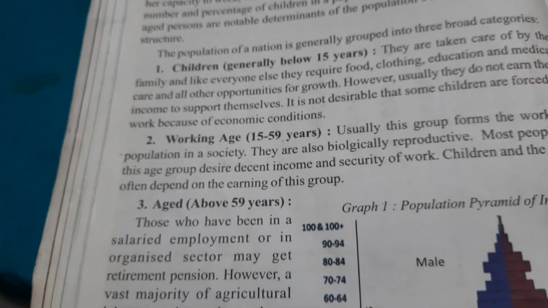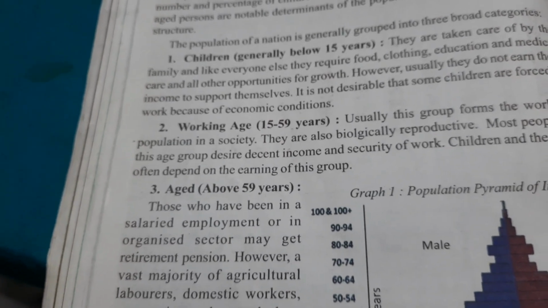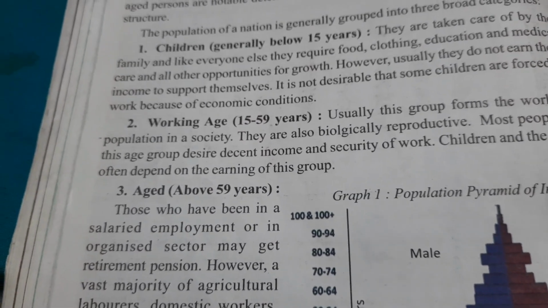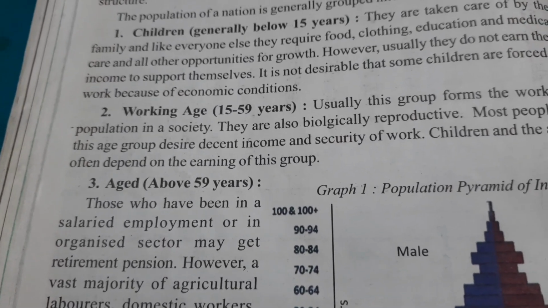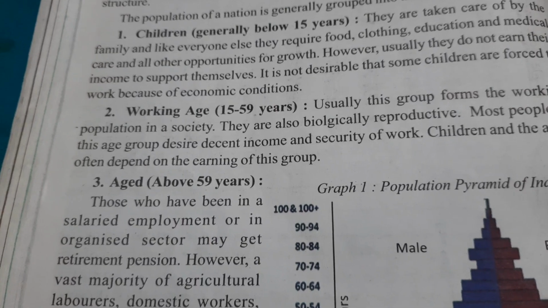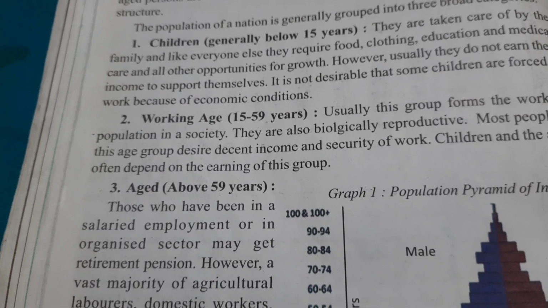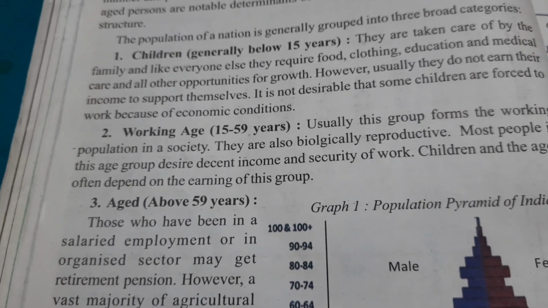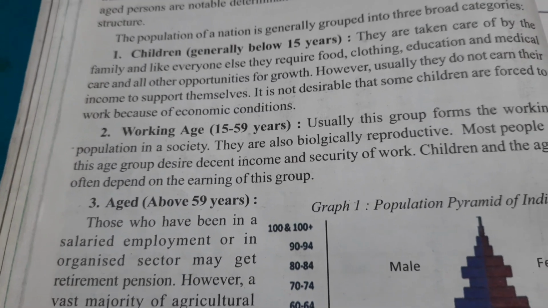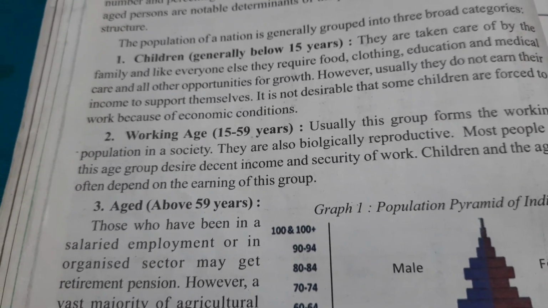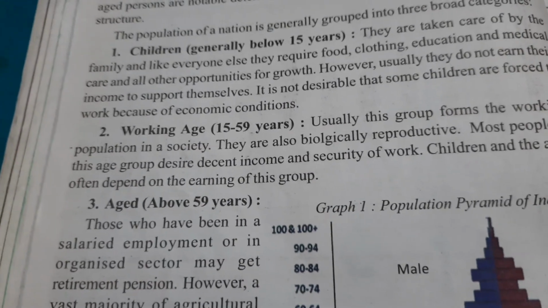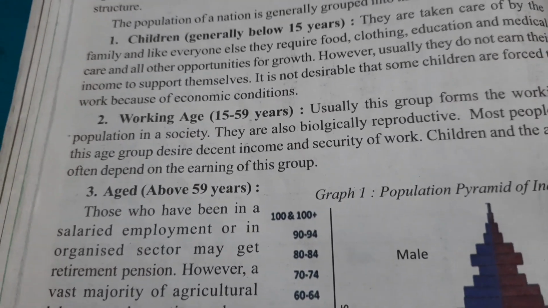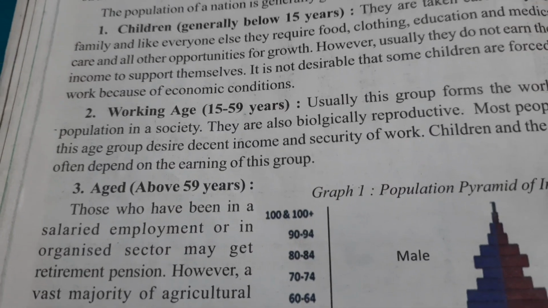Now the earning people can be salaried persons, or they are working as businessmen, or they have small scale industries. All these people come in the earning group. And the aged persons who are above 59 years of age can be retired salaried persons in an organized sector. They are getting pension and their old age can be comfortable. They are not a burden on the family members.